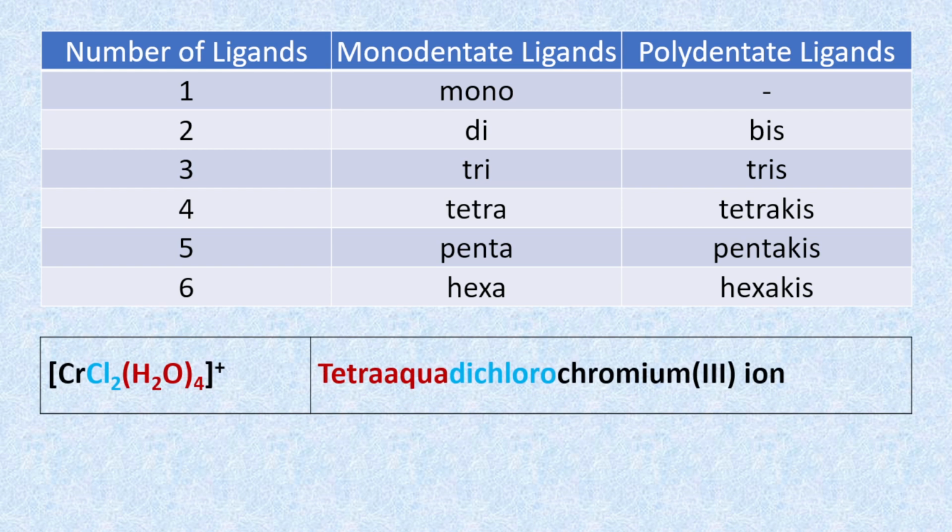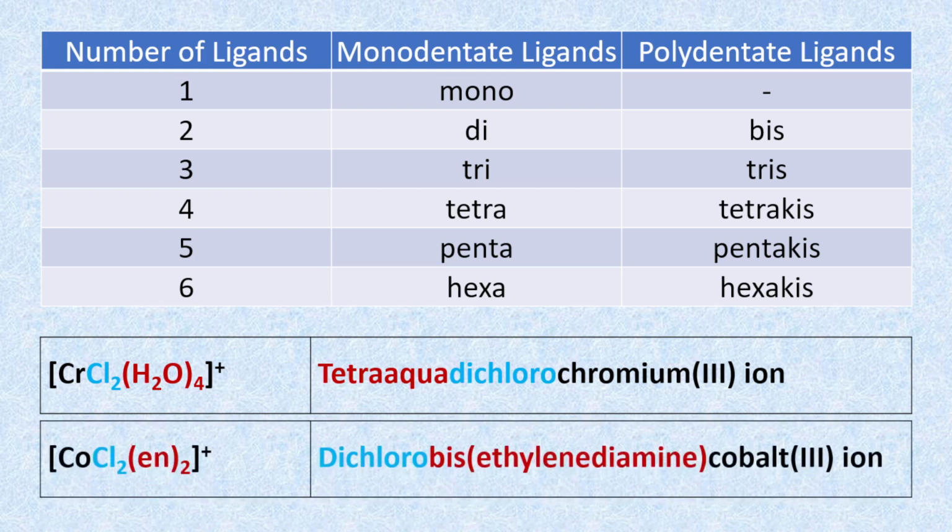Consider the example of chromium complex. Here we have two monodentate ligands, water and chloride. As there are two chloride ligands, we will write dichloro. Also, there are four water molecules, so we will write tetraaqua.